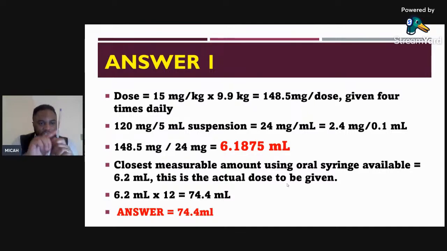So we can measure out 6.2 mL and give it to that child in the morning, 6.2 in the afternoon, 6.2 in the evening, 6.2 at night. So we're giving 6.2 four times a day. Then you times it by 3 days. Does that make sense? So 6.2 times 4 times 3 is equal to 74.4. This is how you do it. You don't do 6.1875 times 4 times 3 days. No, you need to round it to the nearest 0.1 because, from the question, the syringe is marked at 0.1 mL increments.